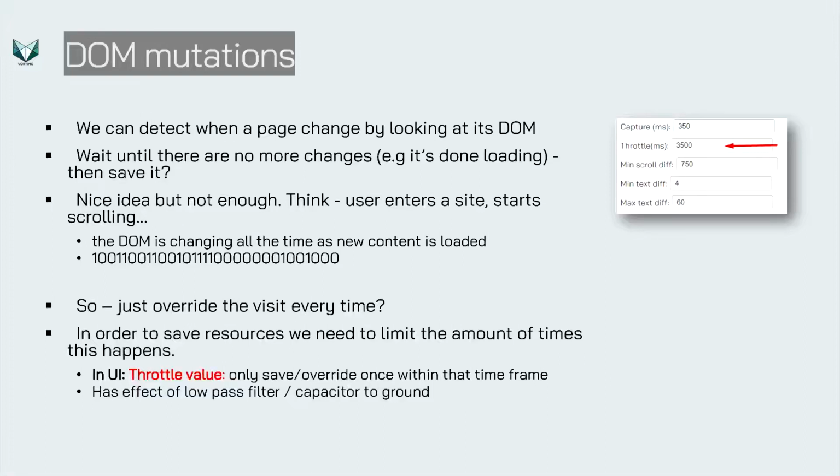Now let's talk about DOM mutations. You might say, well, I've got a different idea. My other idea is, let's just see if there are DOM mutations, and when there are no more DOM mutations, then we know that the page is in a stable form, and then we can take a snapshot because nothing else has to load. And that seems like a great idea. But your user can go to the site, and as soon as he goes into the site, he starts scrolling down. And then the DOM mutation is just flickering on and off all the time.